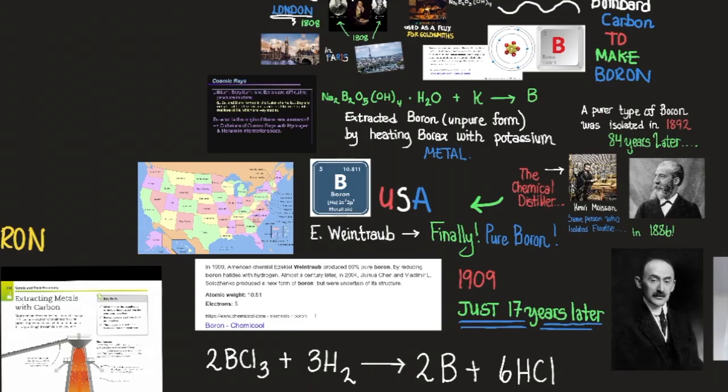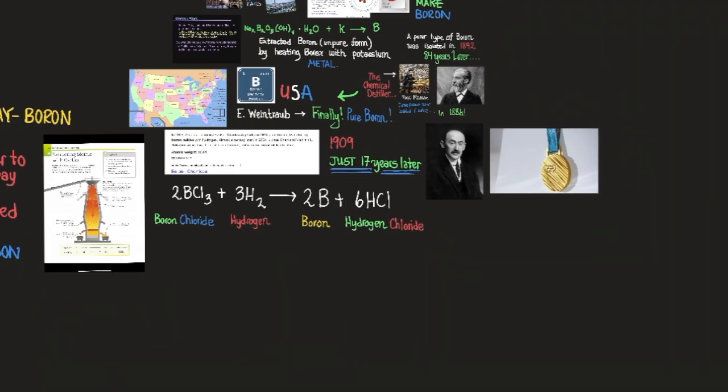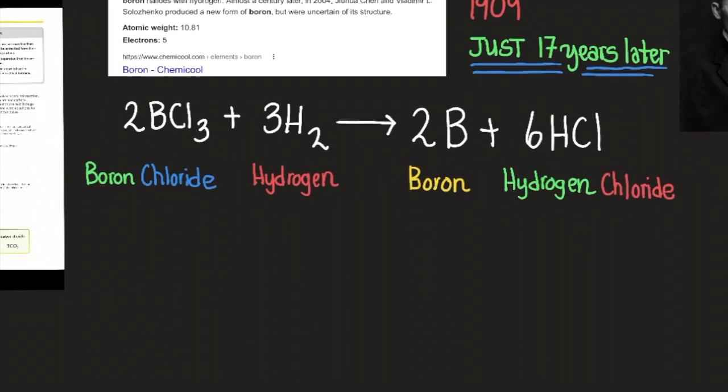It wasn't until 1909 that American chemist Ezekiel Weintraub produced 99% pure boron by reducing boron halides with hydrogen. So this individual is able to isolate boron because he uses a halide version. As I mentioned before in the chlorine video and in this video as well, since boron is a semi-metal, it has the properties of a metal, so it's able to bond like a metal. It bonds with chlorine because it's an oxidizer, just like oxygen, just like sulfur, just like chlorine and bromine.